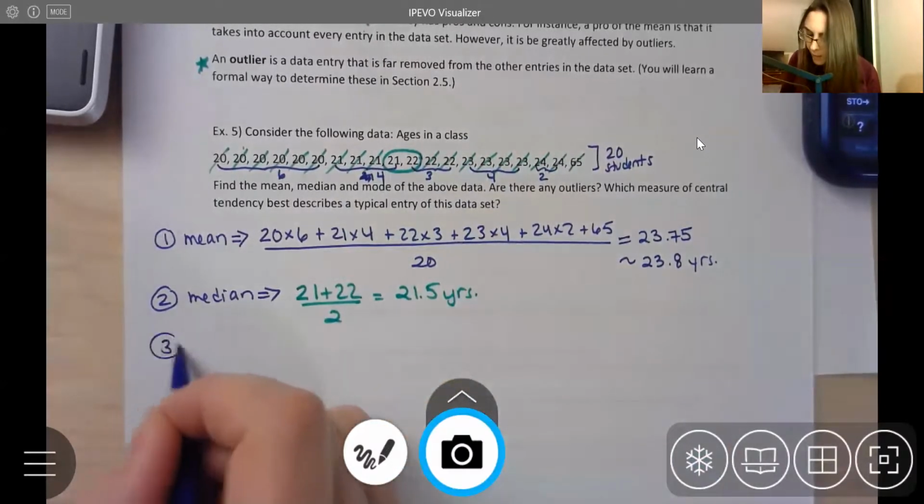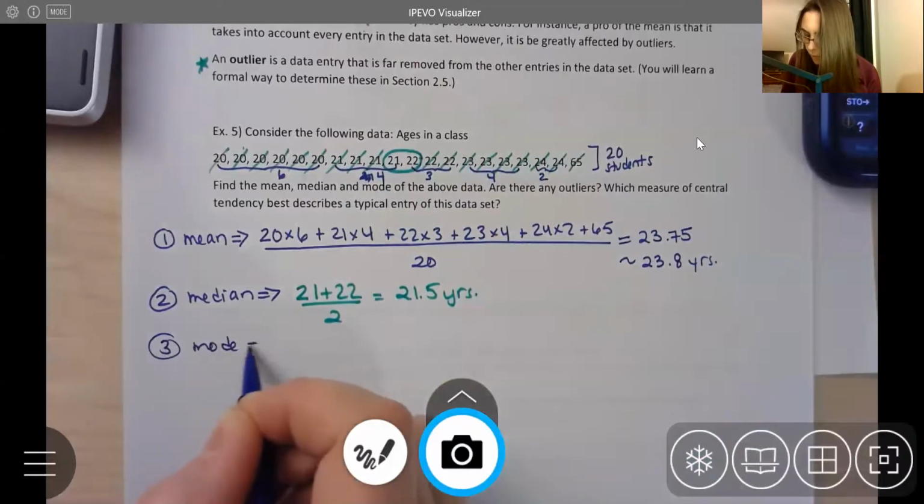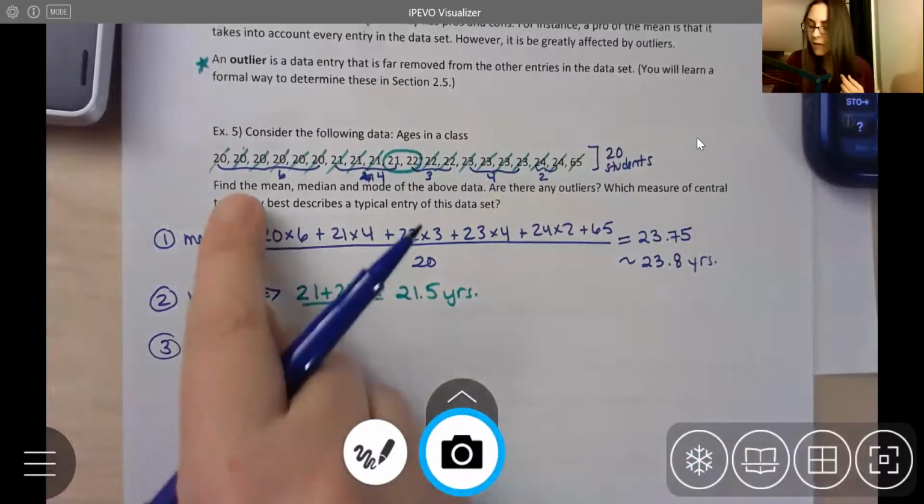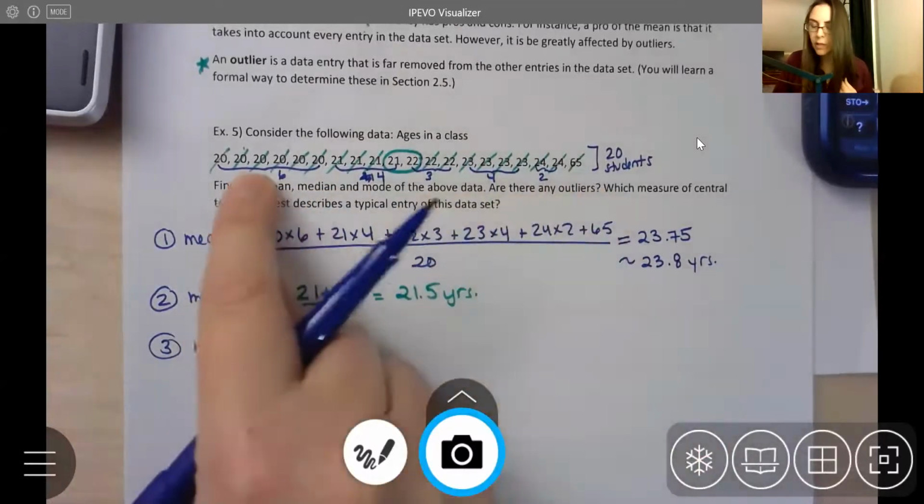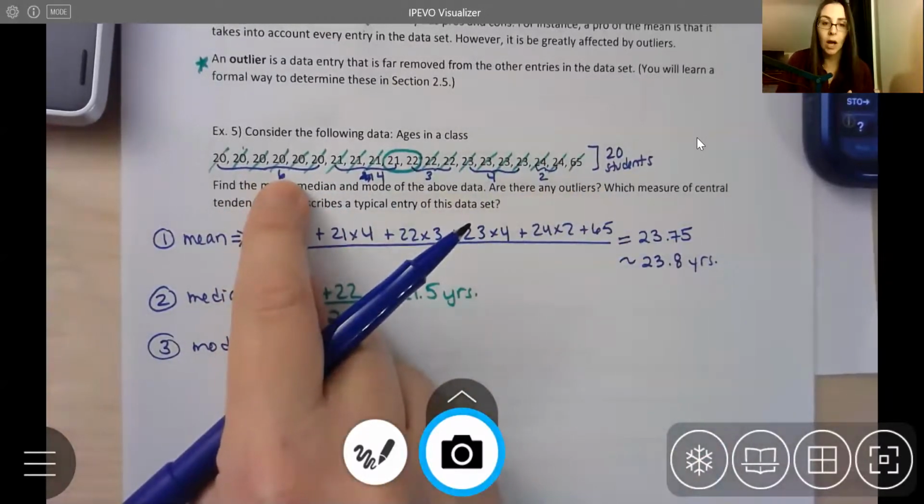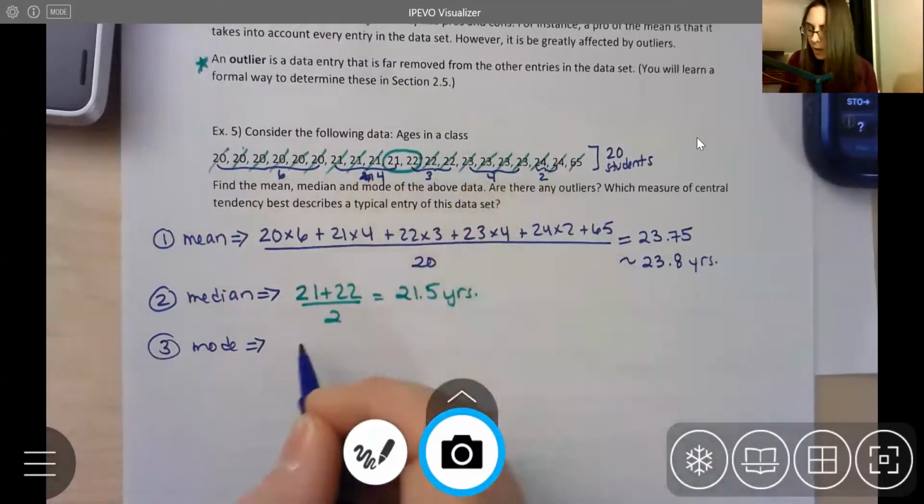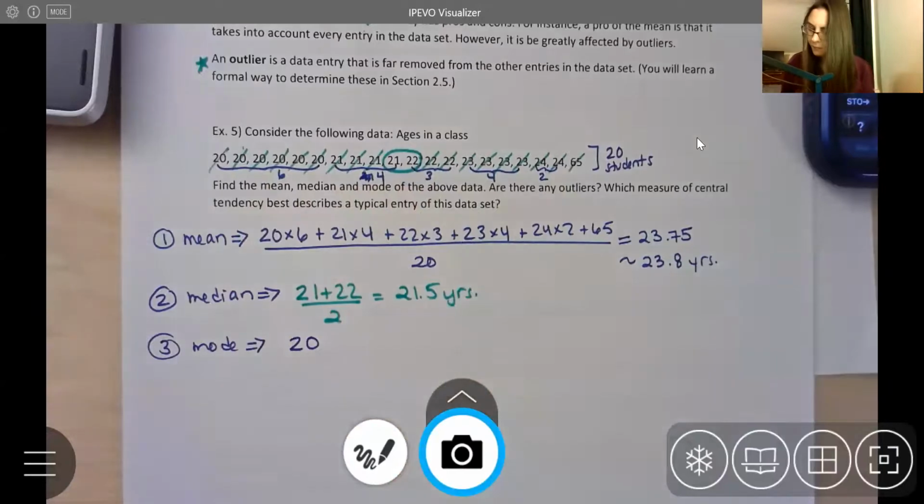And then finally, my mode. Now the mode is the number that occurs with the highest frequency. If I look through here, I do see that 20 occurs 6 times, which is the most often, right? The other numbers only occur 4, 3, 2, or 1 time. So my mode is 20.